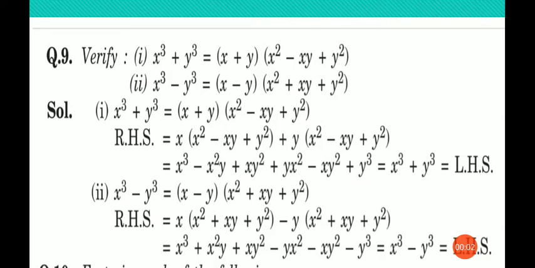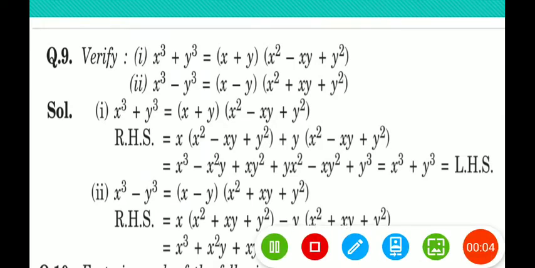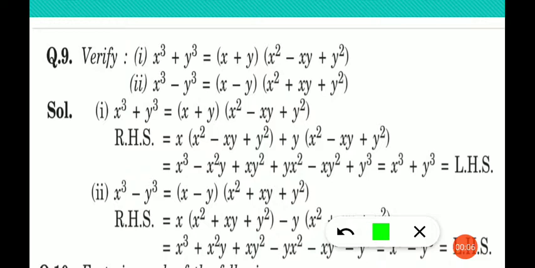Question number 9 of the exercise says verify that x cube plus y cube is equal to (x plus y) multiplied by (x square minus xy plus y square). It means since our LHS is already simplified, we will not do anything to it. We will just solve our RHS.